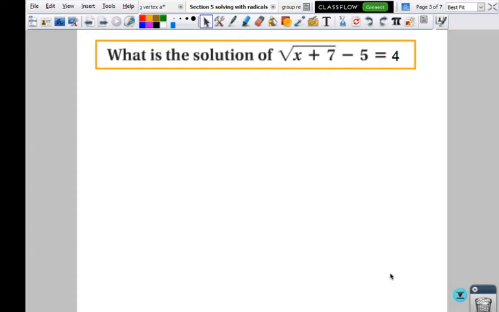X equals 14, right? That's what I got, but that's not the answer. What did I do? If you add a 6 to that 1, you'll get it right. Is the 5 inside the radical? Yeah. So that means you gotta get rid of it first by adding 5. I got x plus 7 equals 9. Remember, you gotta square it. 9 squared is 81. But now what do I do?